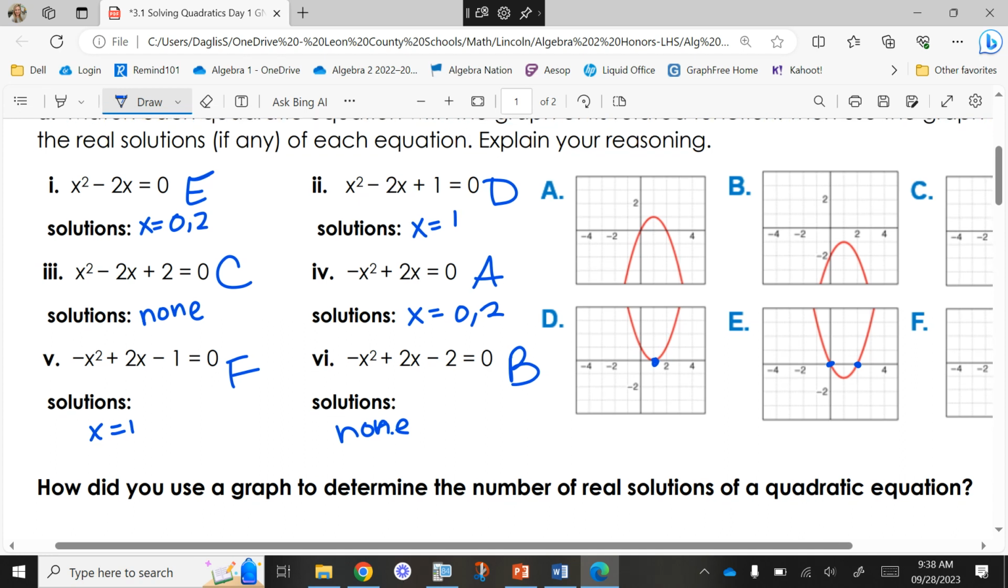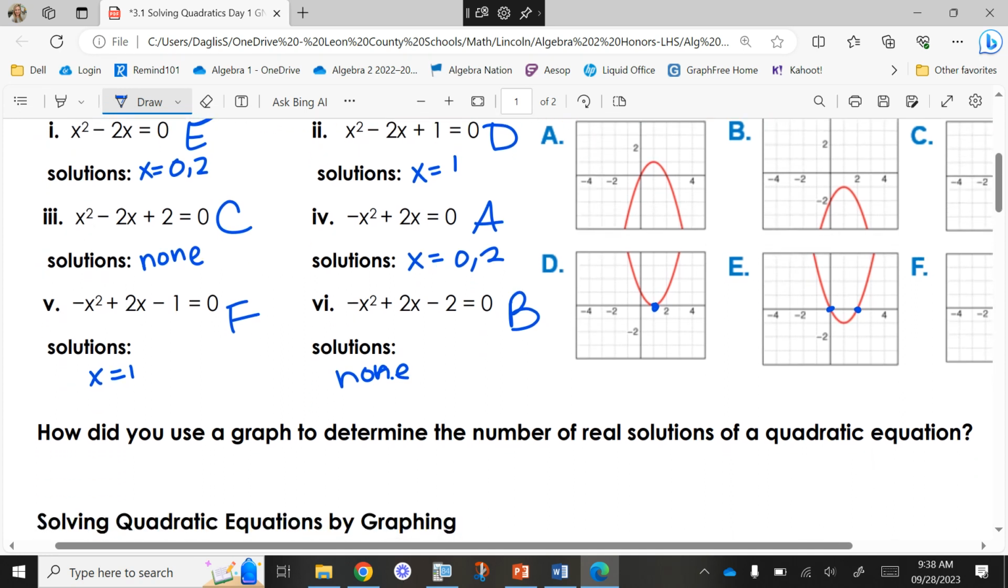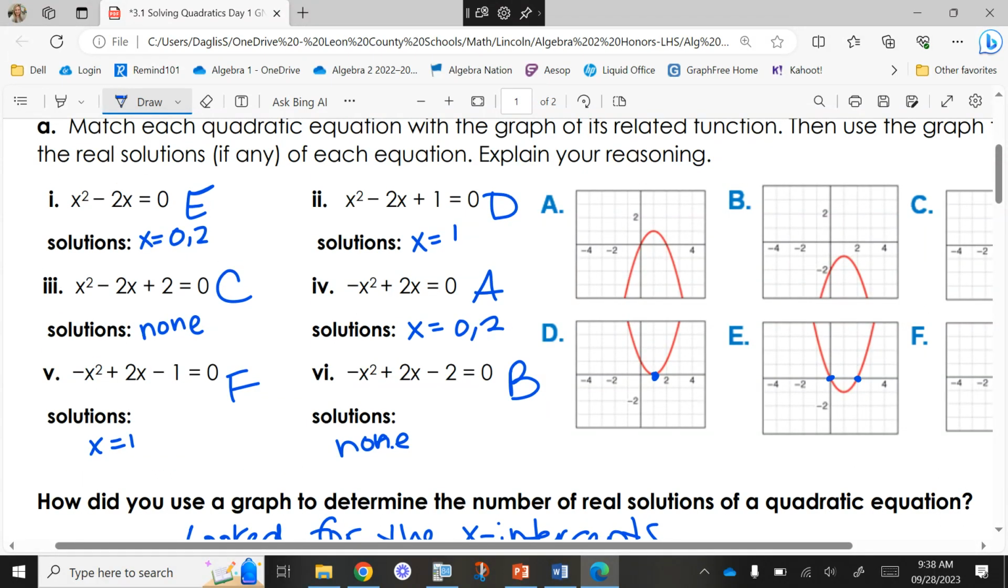All right, so to summarize, how did you use the graph to determine the number of real solutions of a quadratic equation? What did you look at? You looked for the x-intercepts. Good. Does that determine up or down? No, graph E and graph A had the same solutions, right? They both crossed over at 0 and 2, but graph E is opening up, graph A is opening down.